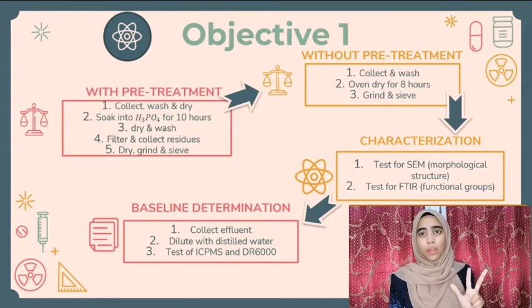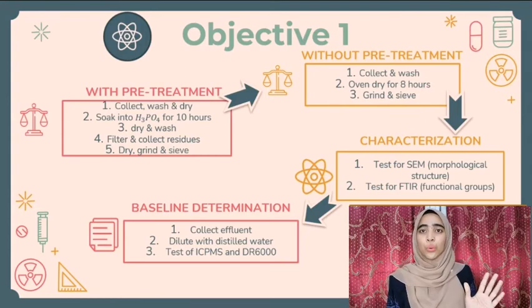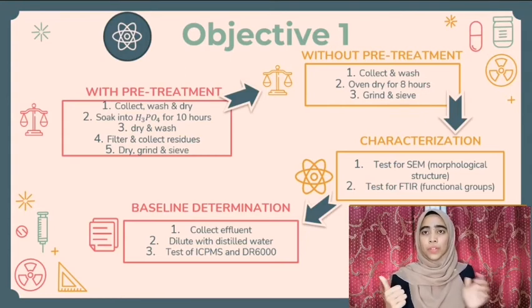Next, after 10 hours, it will be dried in a furnace at 550 degrees C for an hour. The dried corn cob will then be washed using deionized water thrice. Perform filtration and collect the residue. Sixth, the residue will be further dried at 105 degrees C for a total of 8 hours. Lastly, the carbonized corn cob will be ground and sieved to a 250 micrometer size.